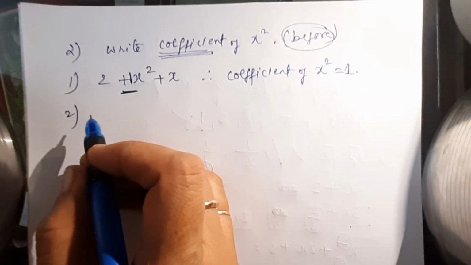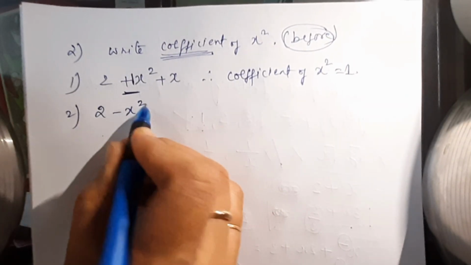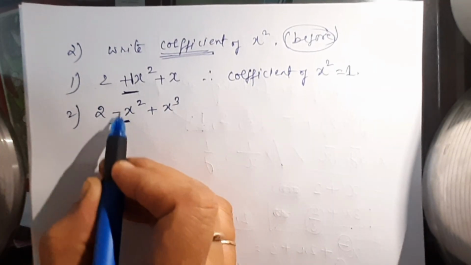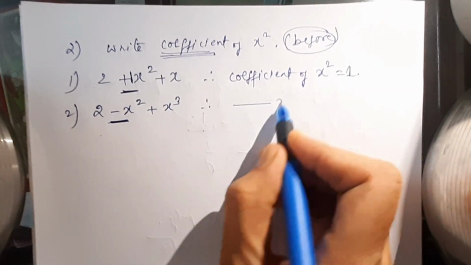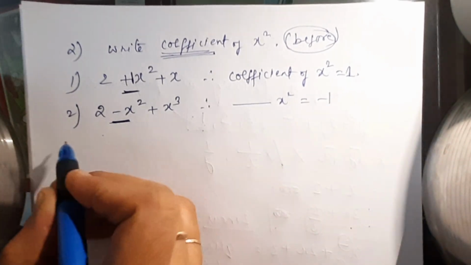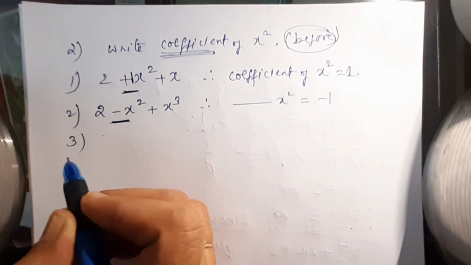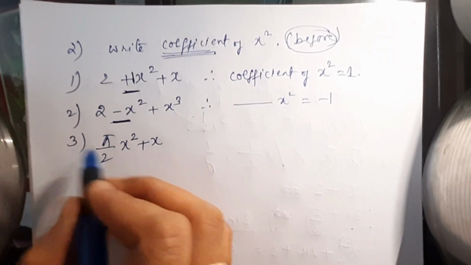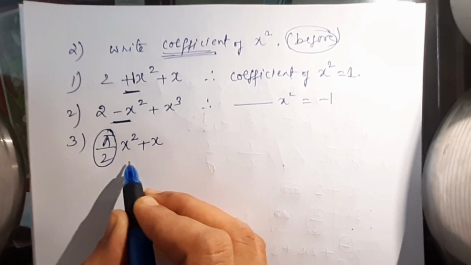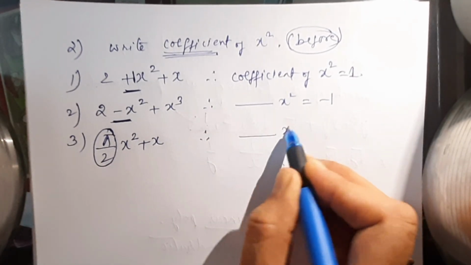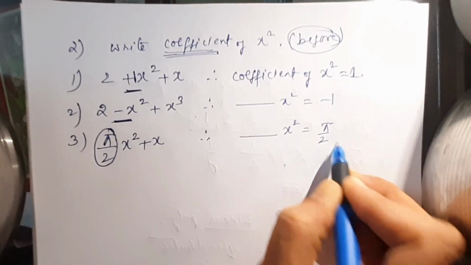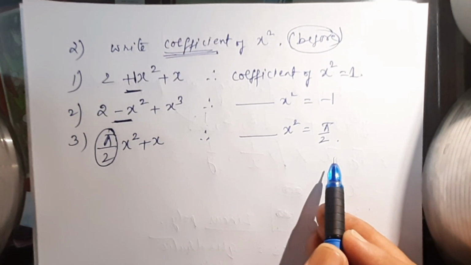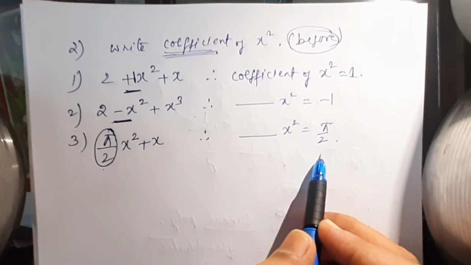Now let's start with the second equation. The second equation is 2 minus x square plus x cube. Here again there is nothing before x square, so we consider it to be 1, but with the sign, the coefficient of x square is minus 1. Now the third one is pi by 2 x square plus x. We can see that pi upon 2 is there before x square. So the coefficient of x square here is pi by 2. This kind of question is very simple. We only need to see what is there before x square. Before the term x square there is pi by 2. So the coefficient is pi by 2.